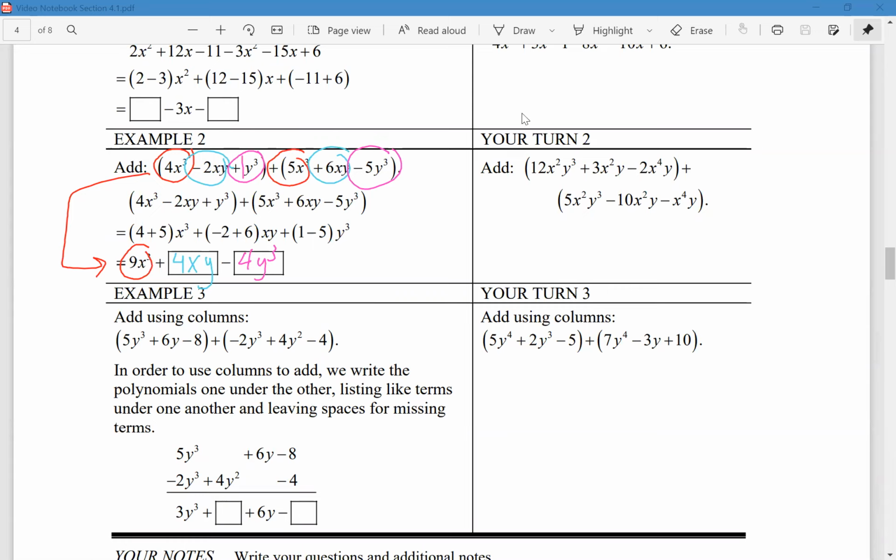Okay, so let's talk about that. What does that mean, you're leaving spaces? Notice for this first expression, 5y to the third plus 6y minus 8.